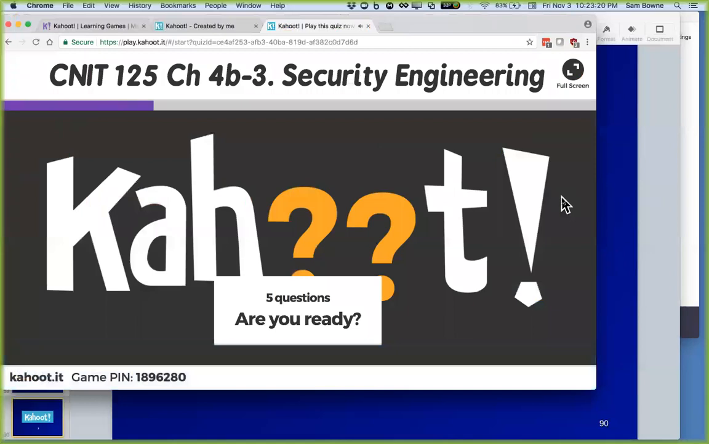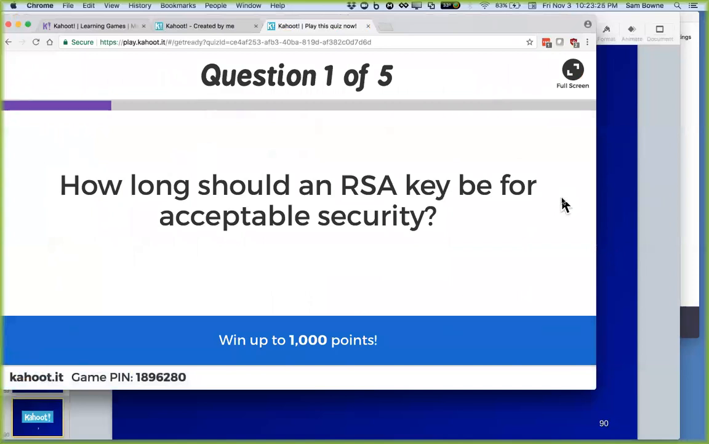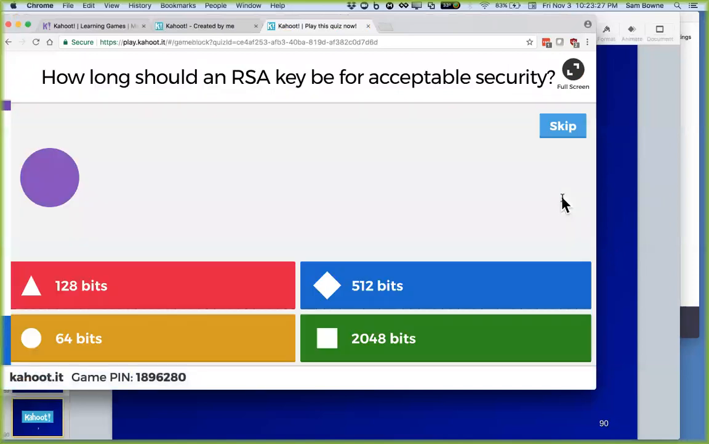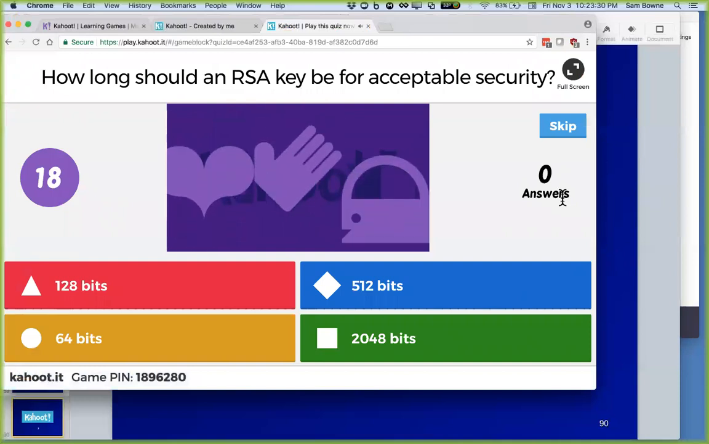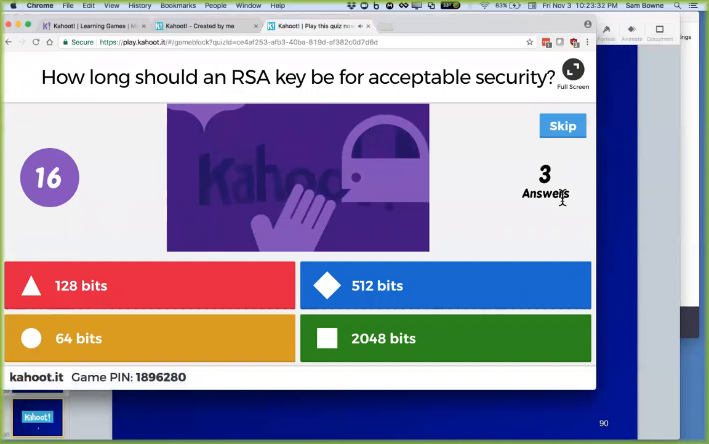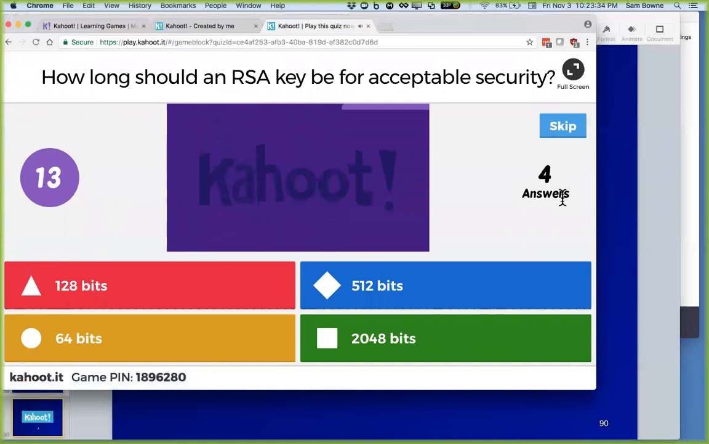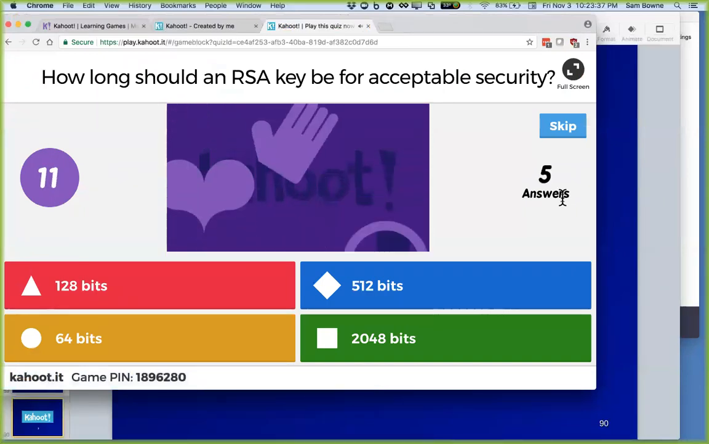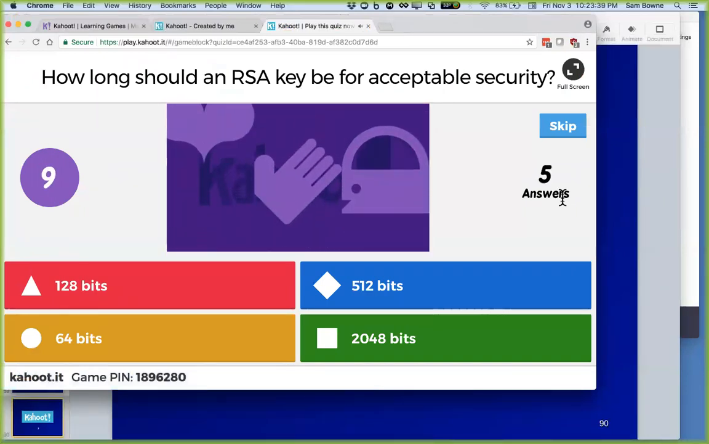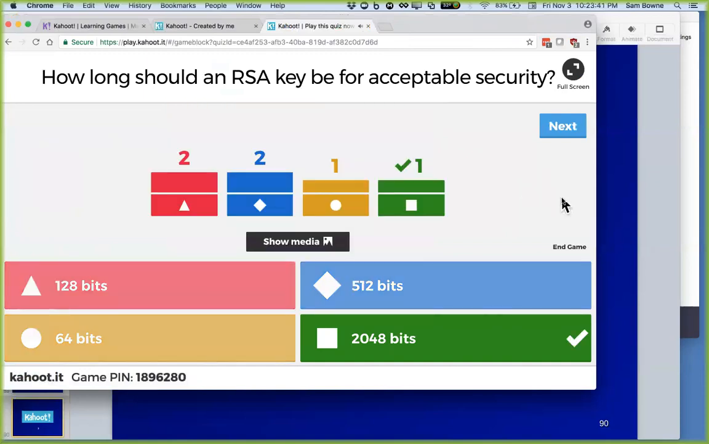5 questions. Okay, how long should an RSA key be? All right, the current recommendation is 2048 bits. It was 1024 until a couple of years ago, but now it is recommended that you have at least 2048 bits in the public key or RSA is not strong enough.